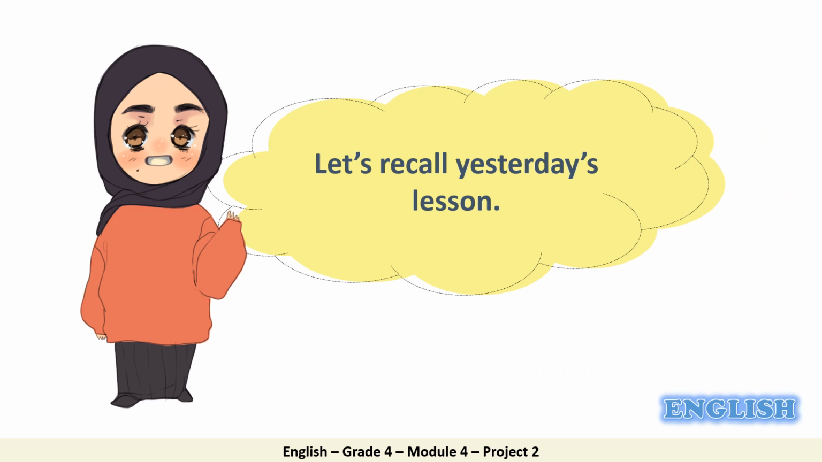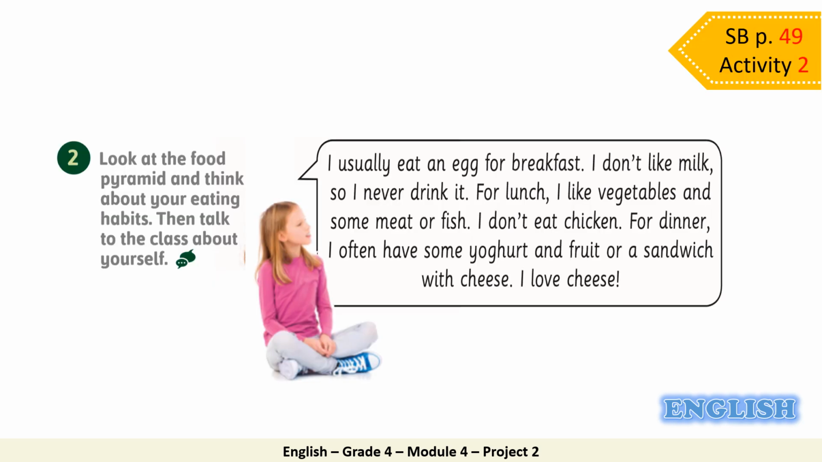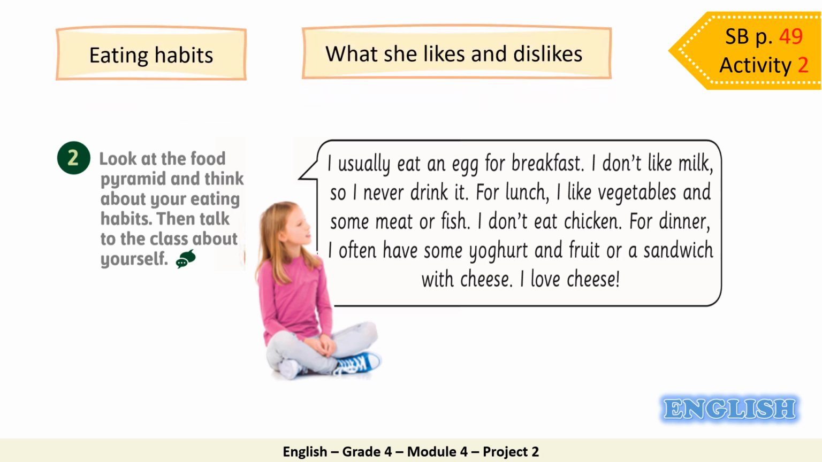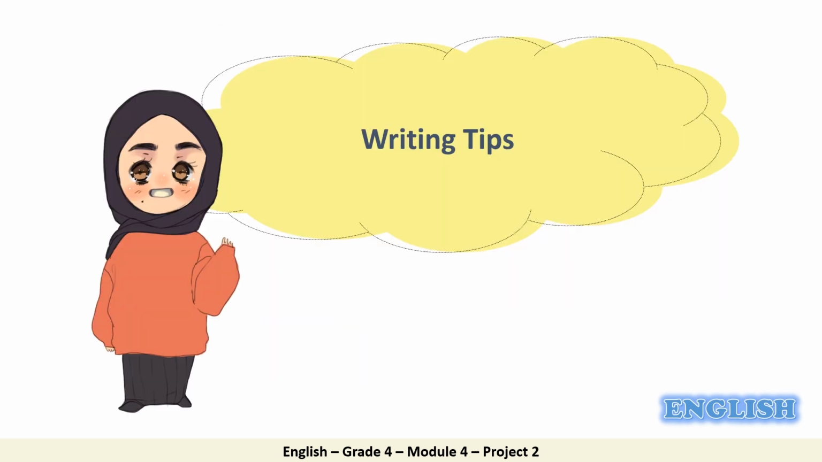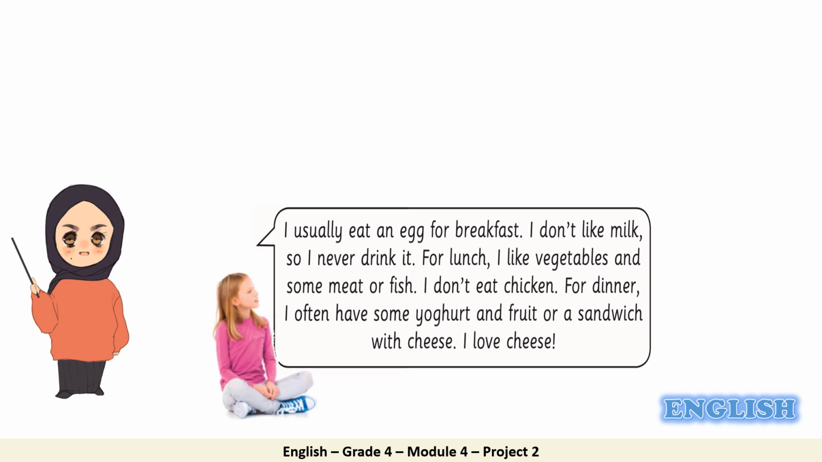And now, let's recall yesterday's lesson together. In Student Book page 49, Activity 2. Yesterday we read the text together. What is the text about? It's about this girl, and it's about her eating habits and what she likes and dislikes. Let's go over some writing tips on how to write a paragraph related to eating habits. Let's refer to the text, follow with me, and read along.